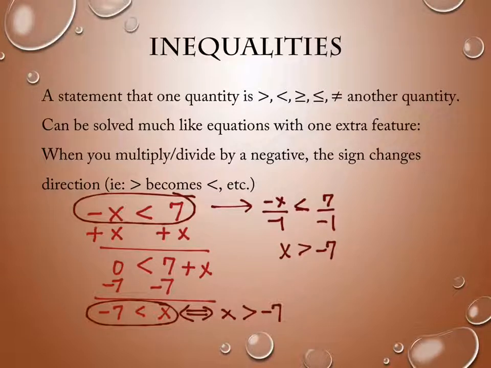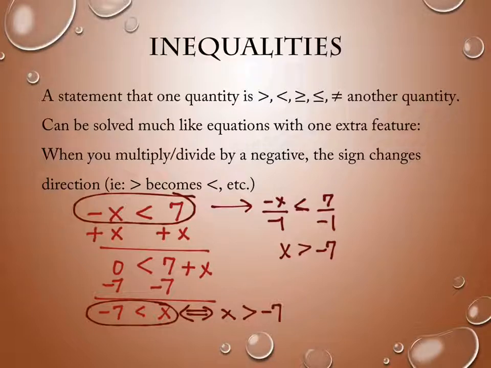Okay, so if you try to keep the values positive, it doesn't really matter. You're going to end up with not needing to divide and multiply by negative ones, potentially. But if you do have a situation where you're multiplying or dividing by negative 1, the direction of the sign changes. Okay?